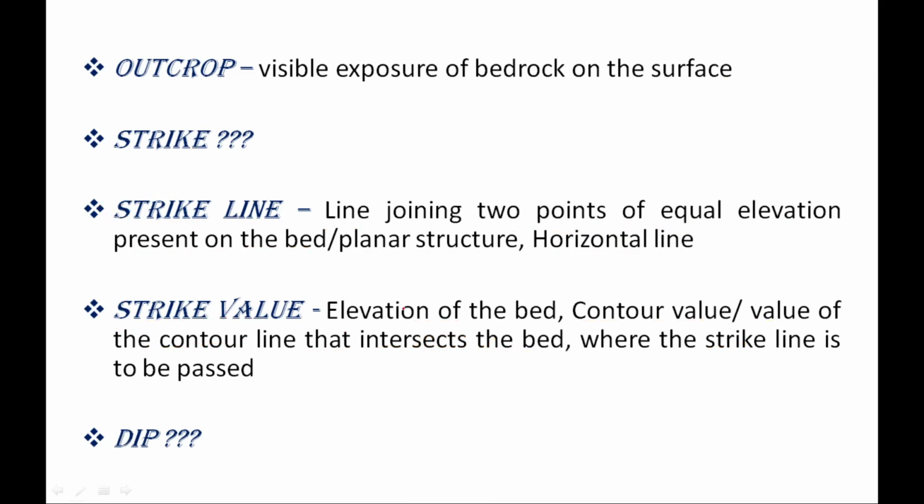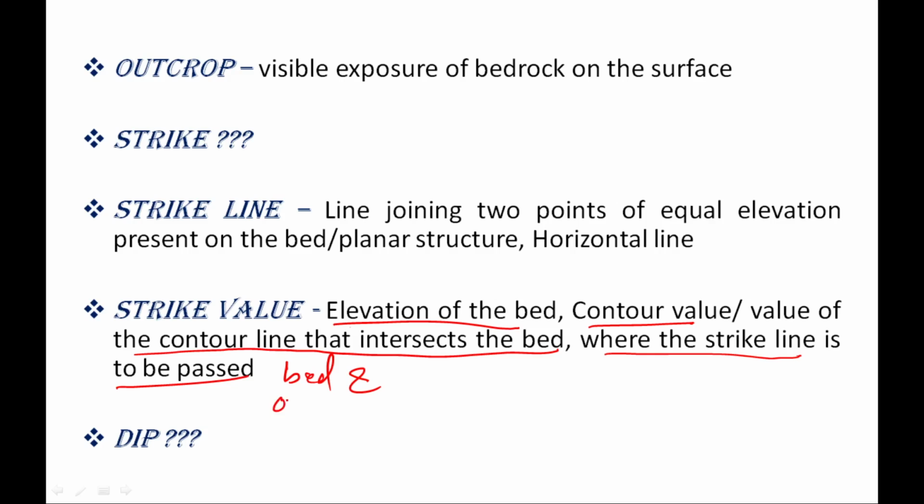okay? Yes. So what I have told, the strike value will give you the elevation of the bed at that point, and the strike value is nothing but the contour value or the value of the contour line that intersects the bed where the strike line is to be passed. The strike line is to be passed through the bed, right? The bed, and bed means outcrop, right? You cannot see the bed in the map, you can see the outcrop.